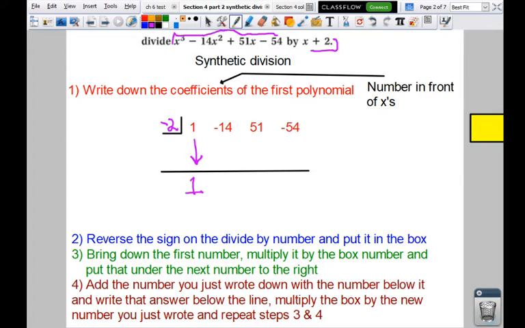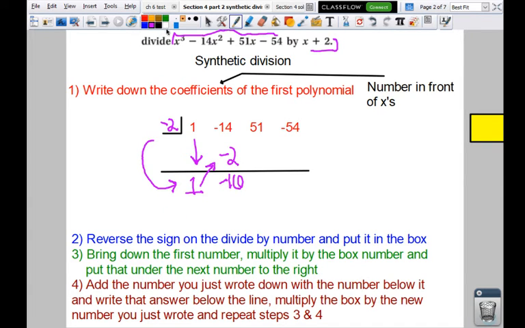And this is where your steps repeat. You know how long division was basically the same thing over and over again. Same thing with synthetic division. What I'm going to do is take what's in the box and multiply it by what I just dropped down. Negative 2 times 1 is negative 2, and I'm going to put it underneath my next number. And then I'm going to add straight down. Negative 14 plus negative 2 is negative 16.